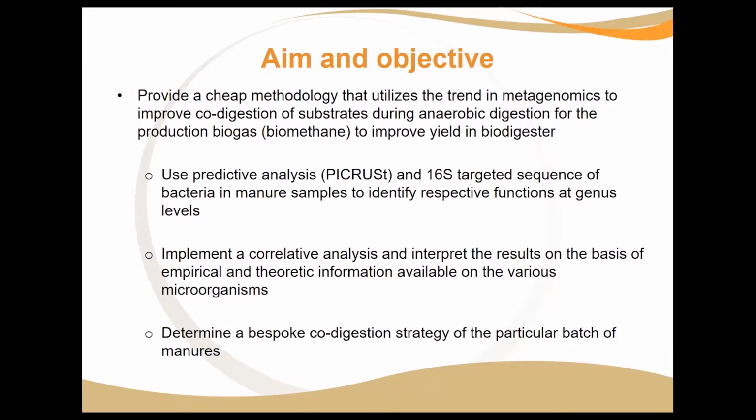So we went about it by using predictive analysis that we obtained from PICRUSt and the KEGG database. And what we threw in was our 16S targeted sequences of the bacteria that was isolated from the manure. And then we implemented further a correlative analysis and used that correlative analysis to interpret on the basis of empirical and theoretical information that is usually available for most of the microorganisms that we got. In the end, we were able to determine a co-digestion strategy for this particular batch.